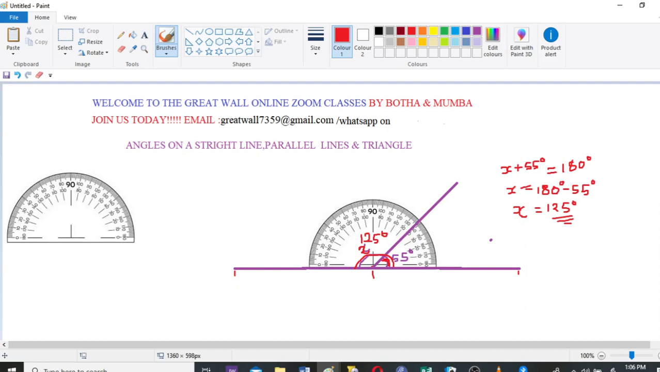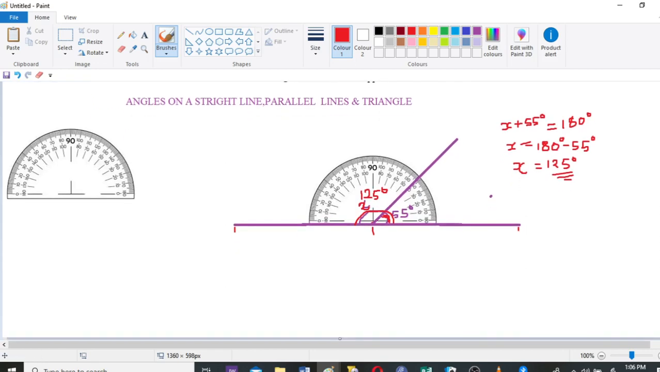Now one thing you have to notice, I did not use the protractor. I had put the protractor here just to remind you that the whole angle on a straight line is 180. Out of 180 we were given that 55, so we are calculating for the remaining, which was x, which we have calculated to be 125.